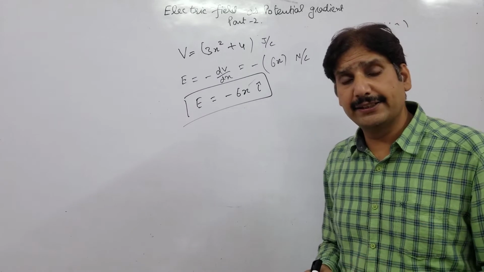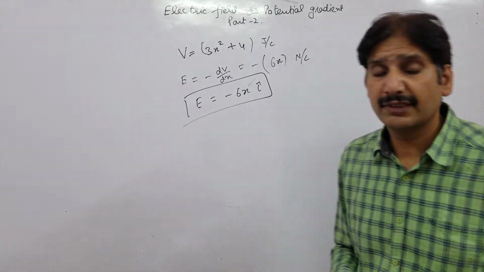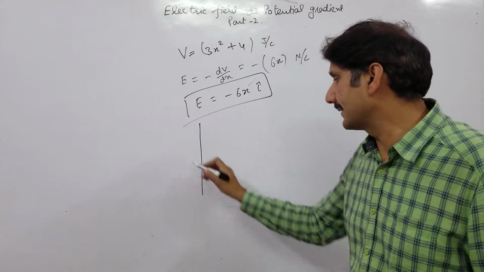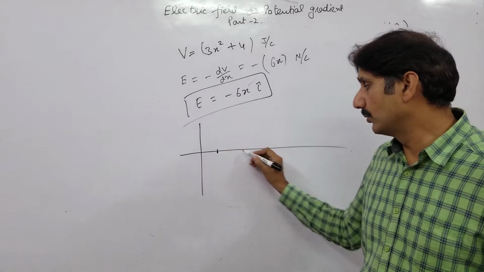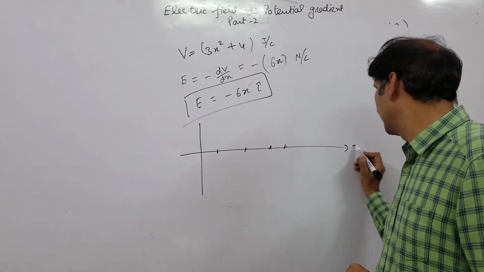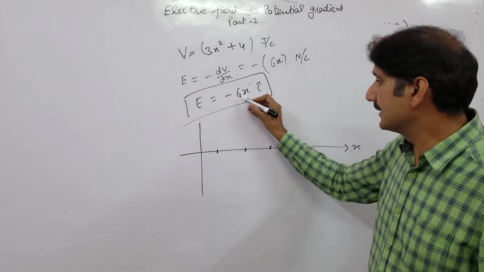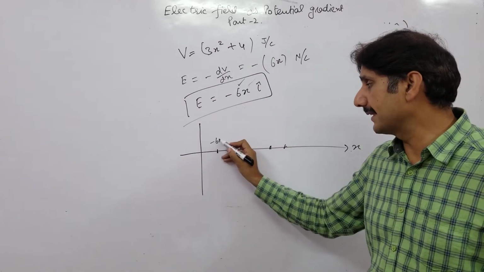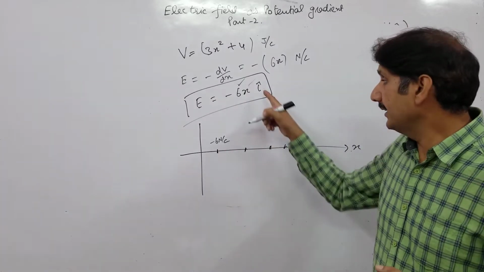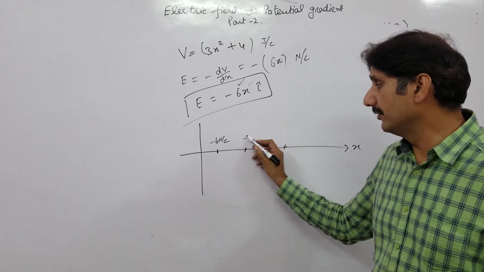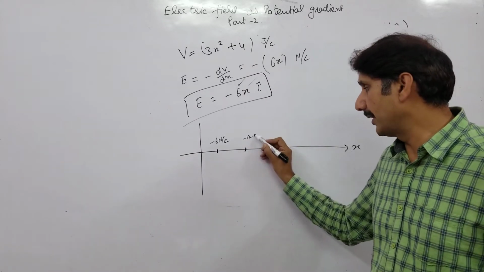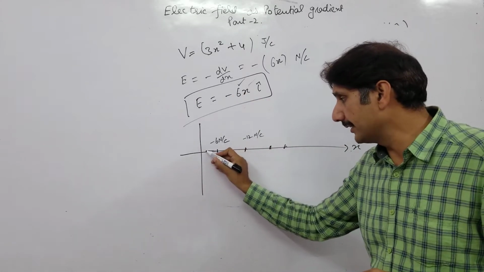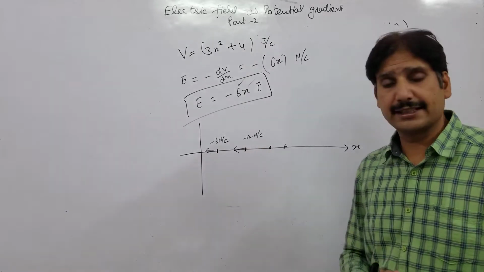So is this electric field a constant electric field? The answer is no. This electric field will go on increasing along x-axis. So at x equal to 1, 2, 3 and 4, as x increases, if I put x equal to 1 meter, its magnitude would be 6 Newton per coulomb. At x equal to 2 meters, its value will be minus 12 Newton per coulomb, and so on. And since there is a negative sign, they are pointing towards negative x-axis.